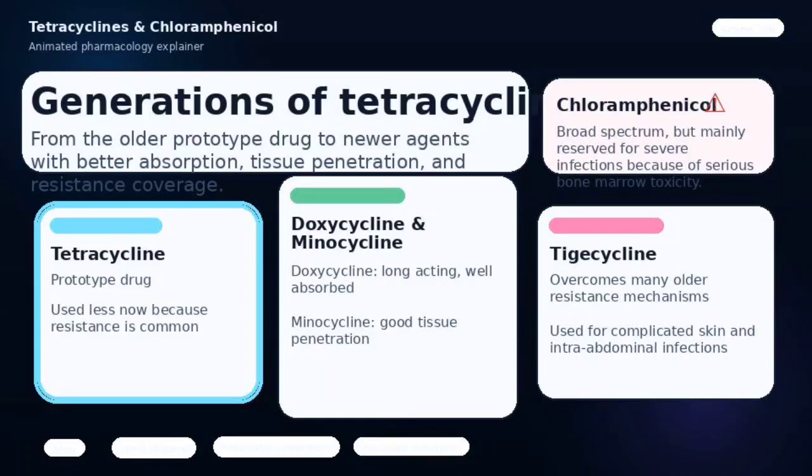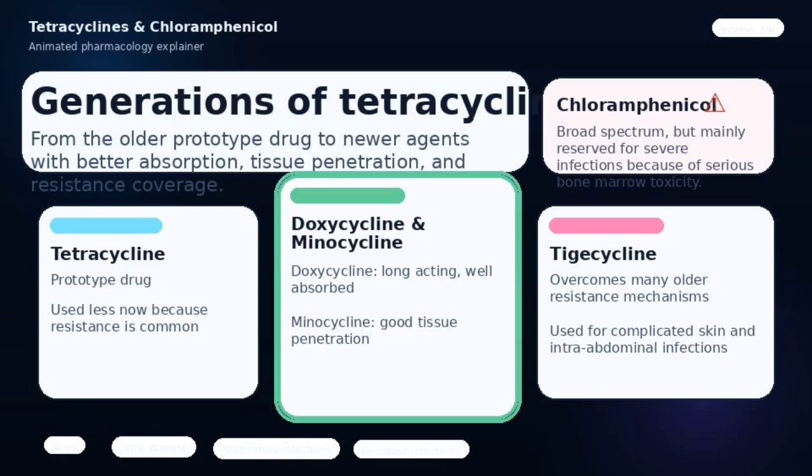Tetracyclines can be grouped by generations. First-generation tetracycline is the prototype drug, but today it is used less often because resistance is common. Second-generation drugs include doxycycline and minocycline. Doxycycline is well absorbed and longer acting, so it is commonly used in acne, Lyme disease, and respiratory infections.